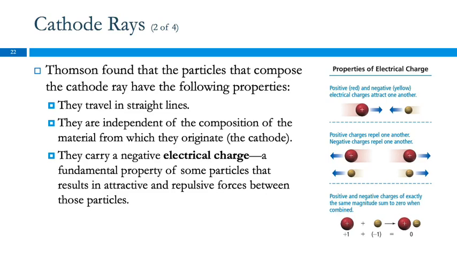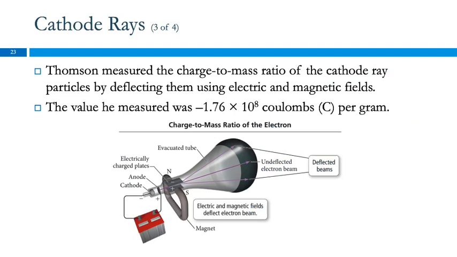So these cathode ray particles had negative charges. So he was able to measure the charge to mass ratio of those particles. They were too small for him to measure their mass or their charge, but he could look at the ratio. So he deflected them using electric and magnetic fields and was able to figure out what the ratio was. The number he came up with is here. It's not something we have to remember, but it was minus 1.76 times 10 to the 8th coulombs per gram. Coulomb is a metric unit of charge.